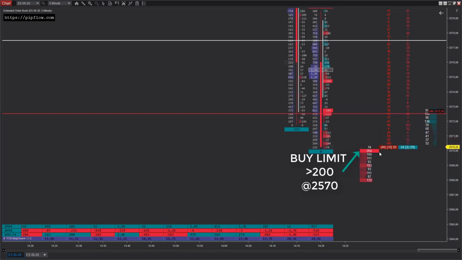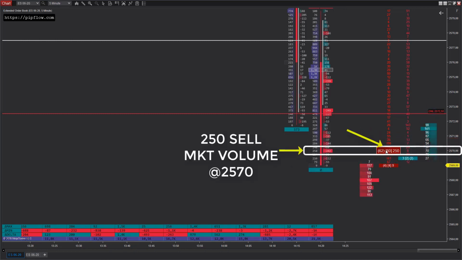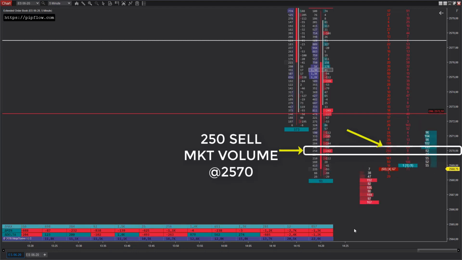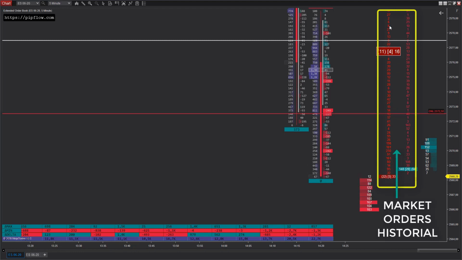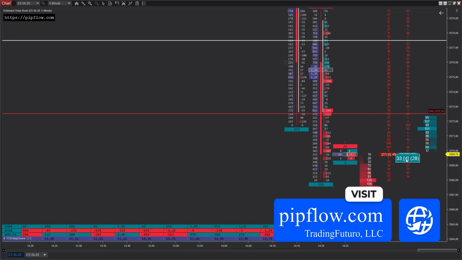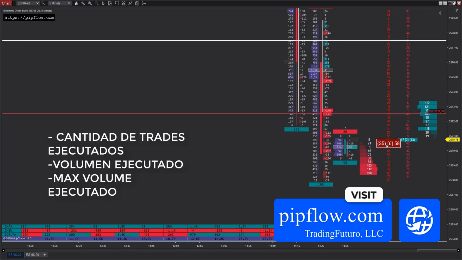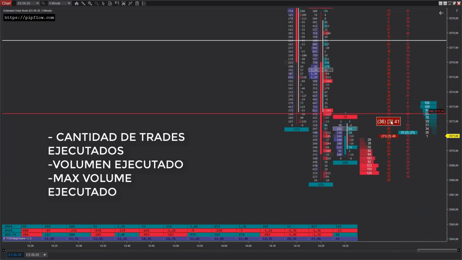A significant level is automatically highlighted, 251 that were on the bid. Afterwards the movement starts. We can see the history of market orders, and within the inside bid or the inside ask, we can access the information on the number of trades that are being executed, the volume of the trades that are being executed, and the maximum volume executed within the current spread.